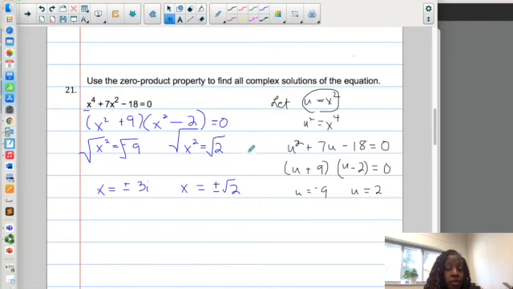So you just go back and do all the things at this point right here and end up with the final answers of plus or minus 3i, which you can write separately. You don't have to use that symbol. Or plus or minus the square root of 2.